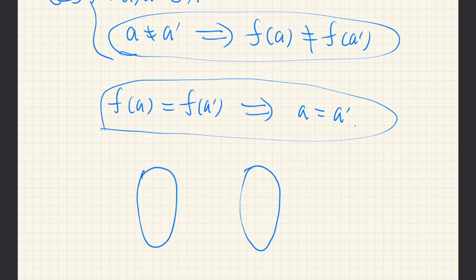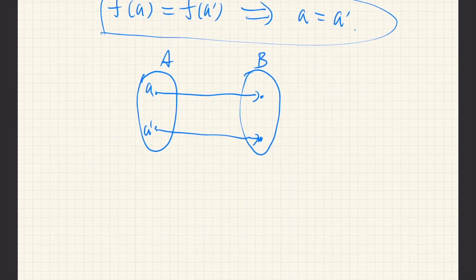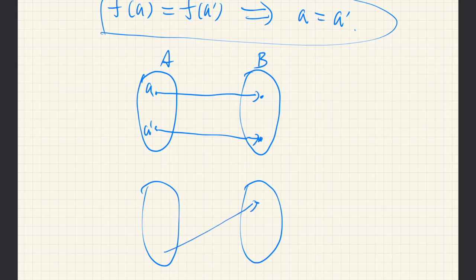So graphically, if we have A and B here, and if A and A prime are different, then they go to different elements in B. Or if they happen to be the same in the codomain, then this A and this A prime are actually the same element. Okay, this cannot happen in an injection, or if this doesn't happen, then it's an injection.